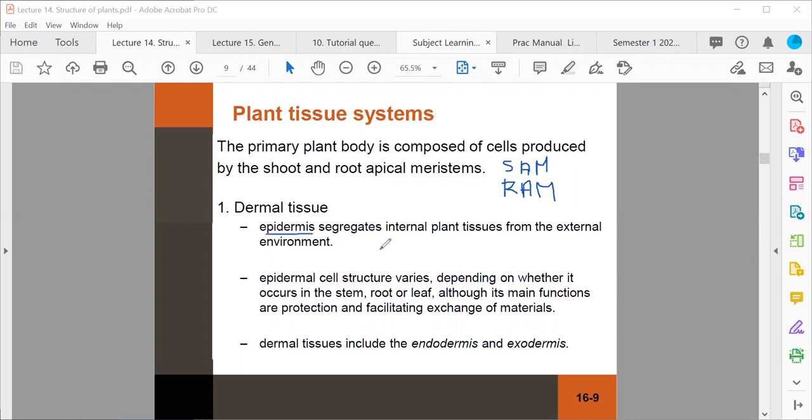Okay, so major type of dermal cells. Epidermal cell structure varies depending on where it's found, whether it's in the stem, root or leaf, although its main function is in protection and facilitating exchange of materials. Now, there are some very unusual types of dermal tissues, and this includes the endodermis and the exodermis. And these are dermal tissues that are not found on the surface of the plant, but rather within the plant itself. And we'll come back to those later on.